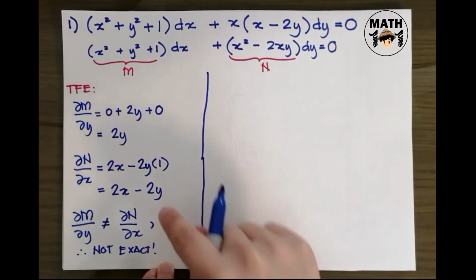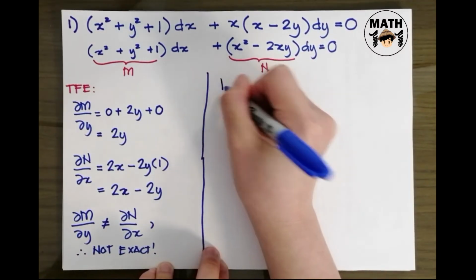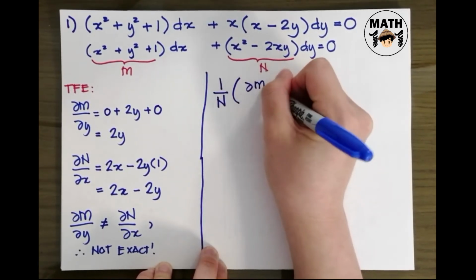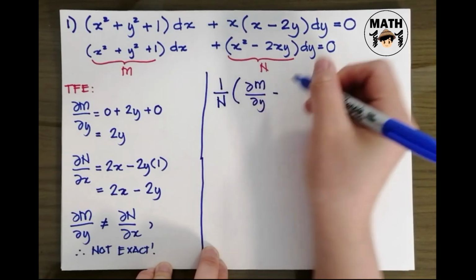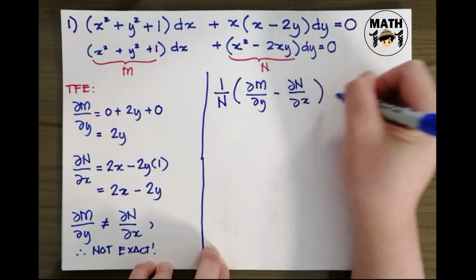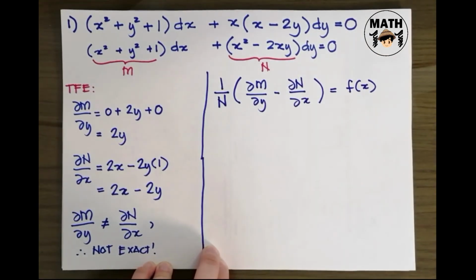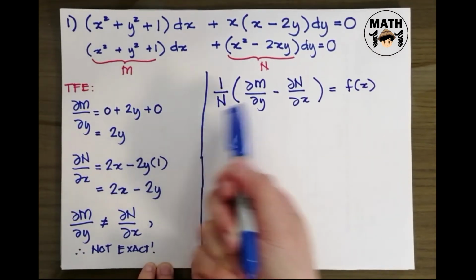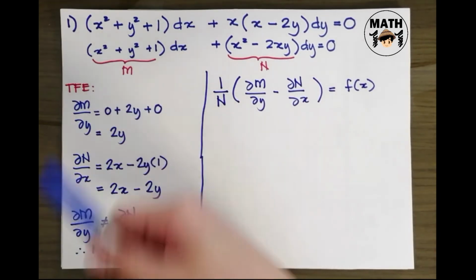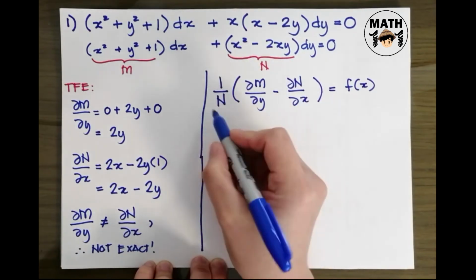Let us try to divide the difference of these two terms by n. Because we divide the difference of the partial of m with respect to y and the partial of n with respect to x, what we expect here is a function of x. So remember, when the divisor is n, the result you should expect is a function of x. When the divisor is m, we expect the result to be a function of y. I'll use this as n.